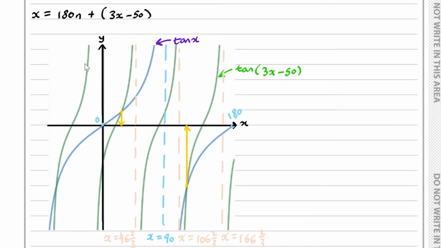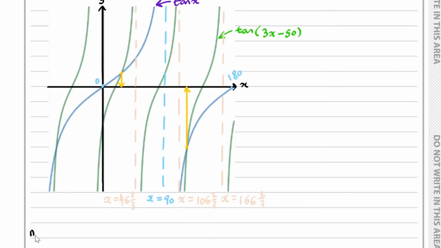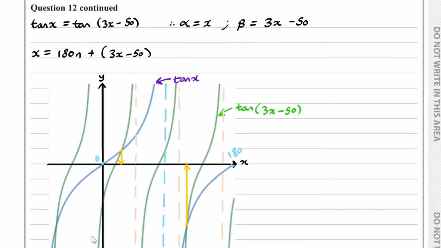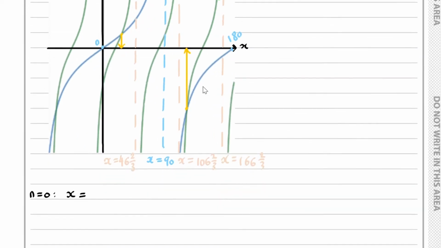Now clearly, let's start off with n equaling 0. So when n is equal to 0, we've got x equals, well, this term goes to 0 and we're left with 3x minus 50. So therefore, x over here is equal to 25. So therefore here, we've got x equaling 25.